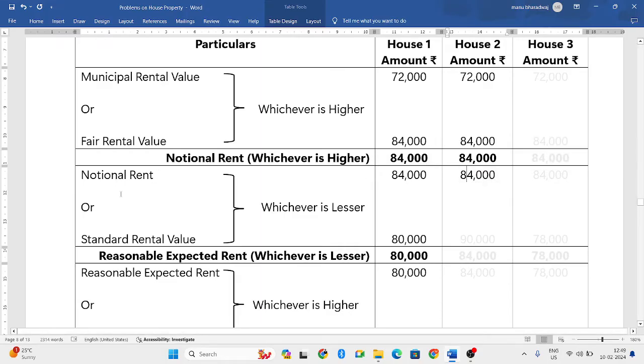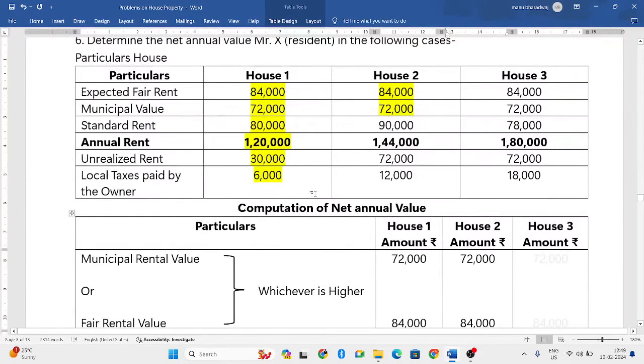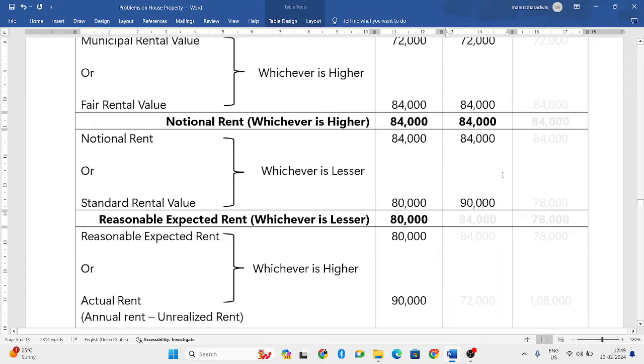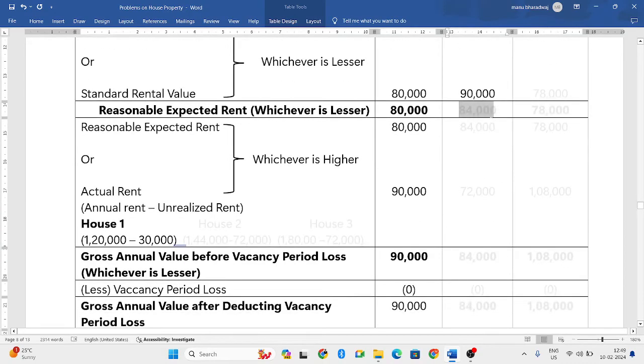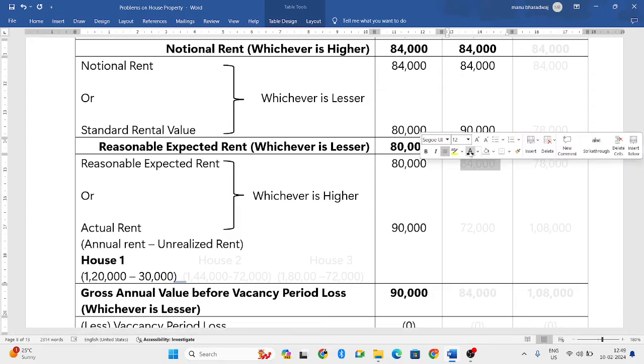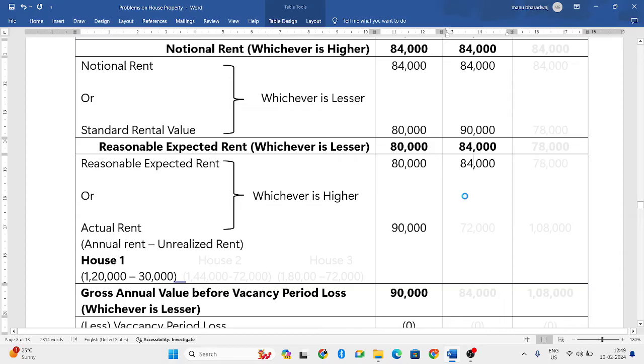Now this notional rent should be compared with standard rental value. So in the question they have given standard rental value is 90,000. So I will write that 90,000 here. Out of these two, whichever is lesser, that will be considered as reasonable expected rent. Now we have found out the reasonable expected rent.